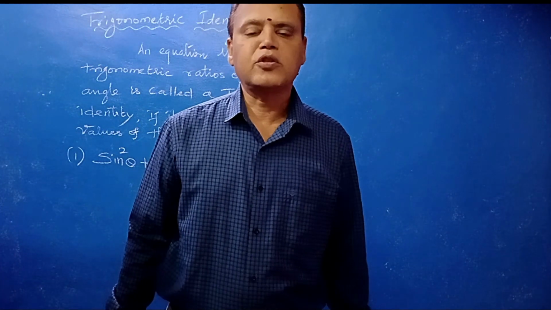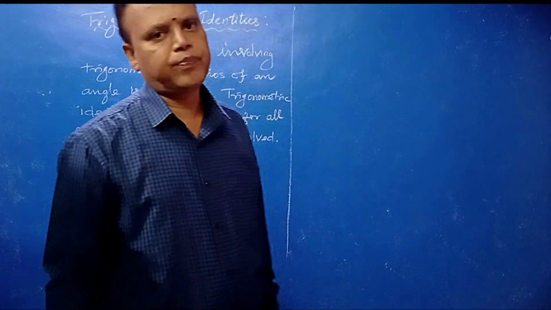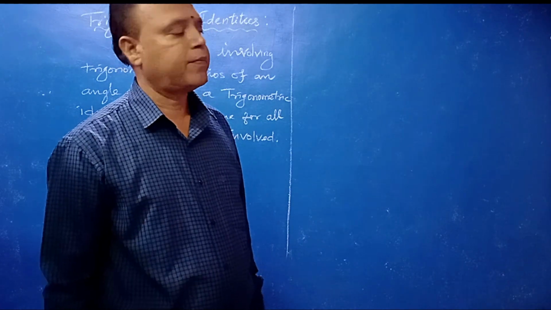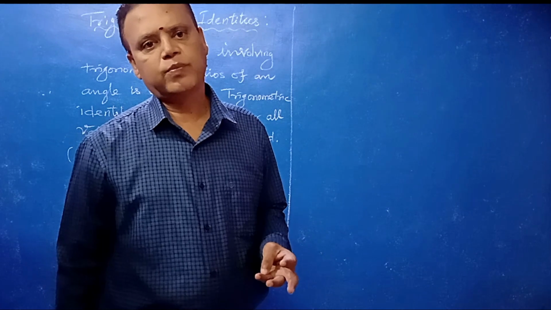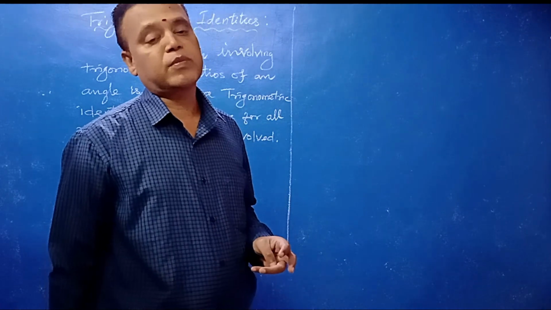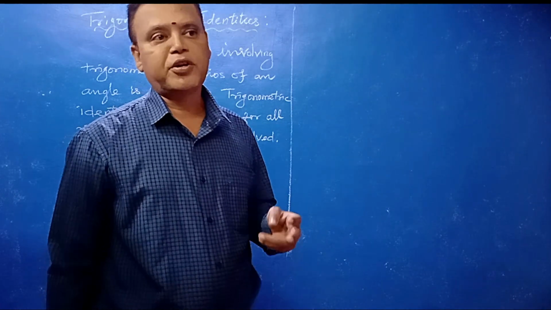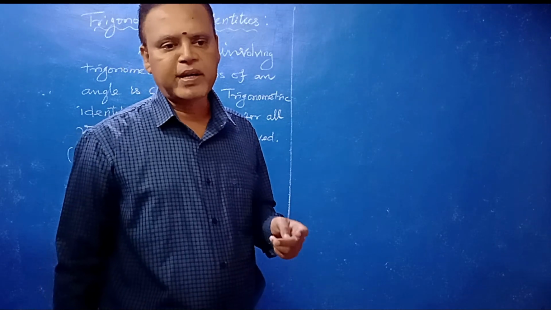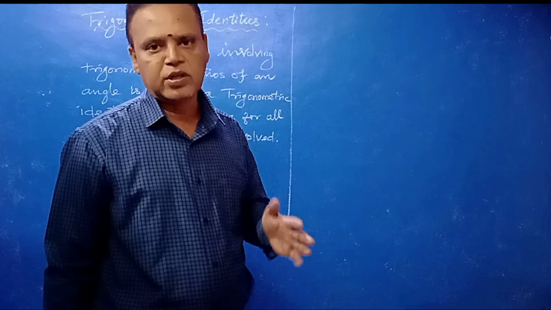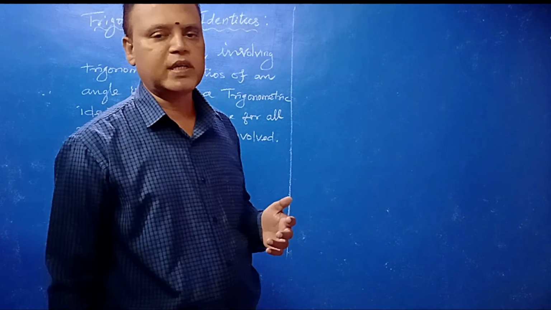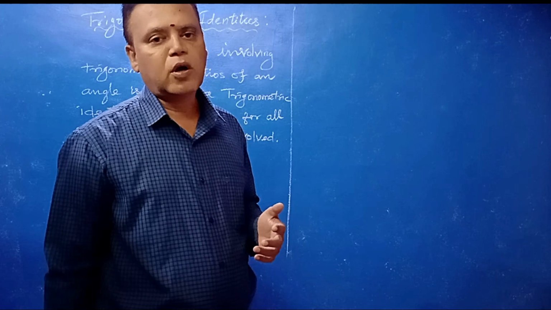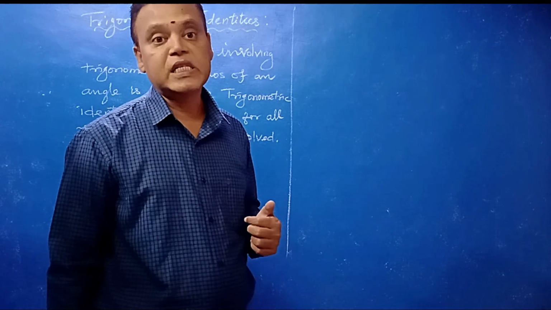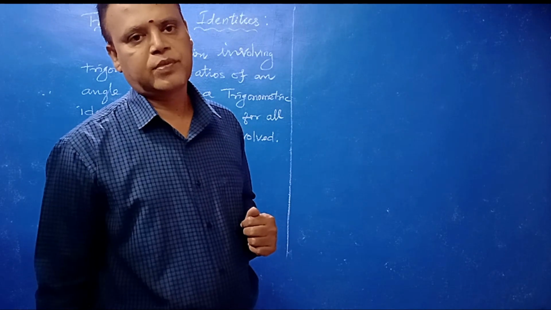Chapter 8 Introduction to Trigonometry Part 5. So up to Part 4 you have studied trigonometry ratios, the trigonometry ratios of some specific angles, and the trigonometry ratios of complementary angles. Actually complementary angles are not there in the chapter, but still what you study is better clear. Now in this part we are going to see a very important topic, that is trigonometry identities.